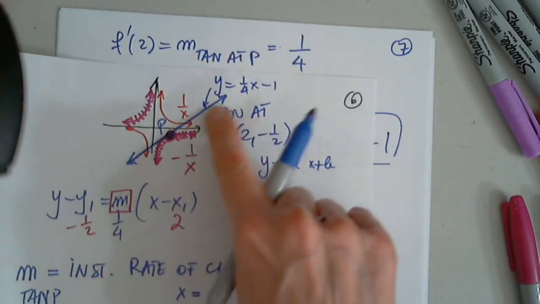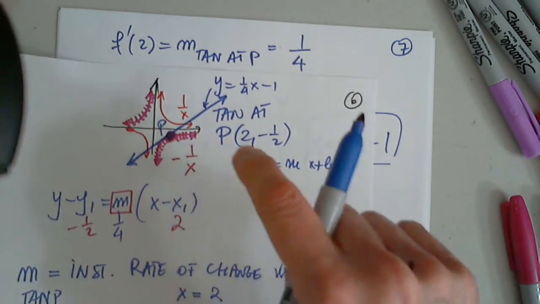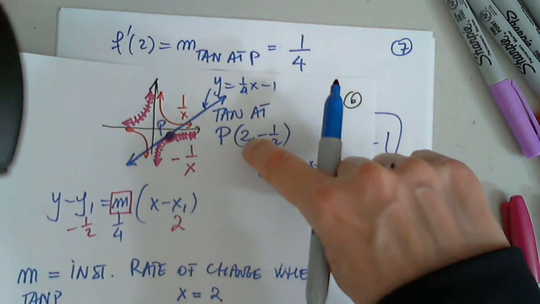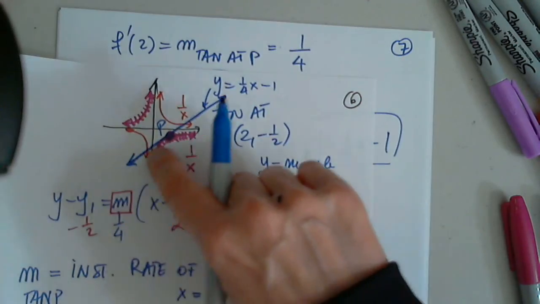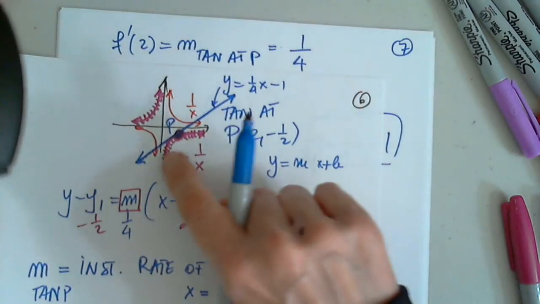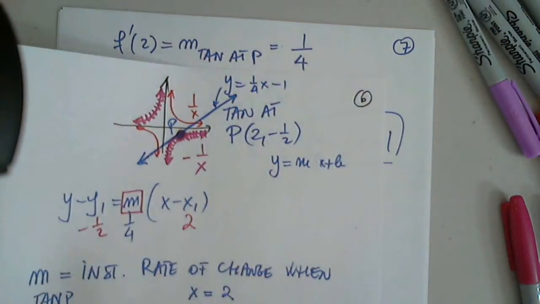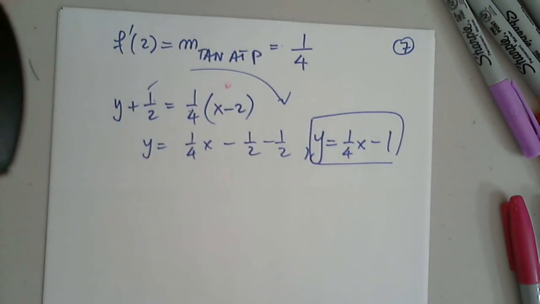We determined the slope of the tangent line by determining the derivative and plugging in 2. And then we finished up the algebra with the equation of the line, and we found that this line is guaranteed to be 1/4 x minus 1. Any questions?